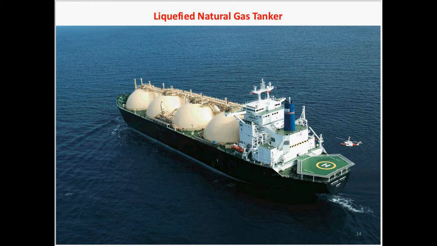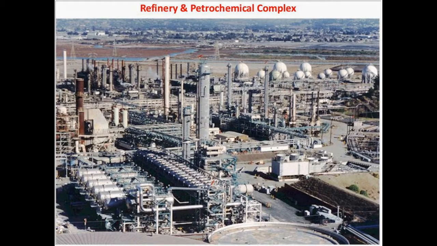The last slide talks about a refinery and petrochemical complex. This is typical where you get your gasoline, jet fuel, diesel, and of course hundreds of petrochemical products ranging from rubber, plastics, polyester in your clothes, etc. It goes on and on.